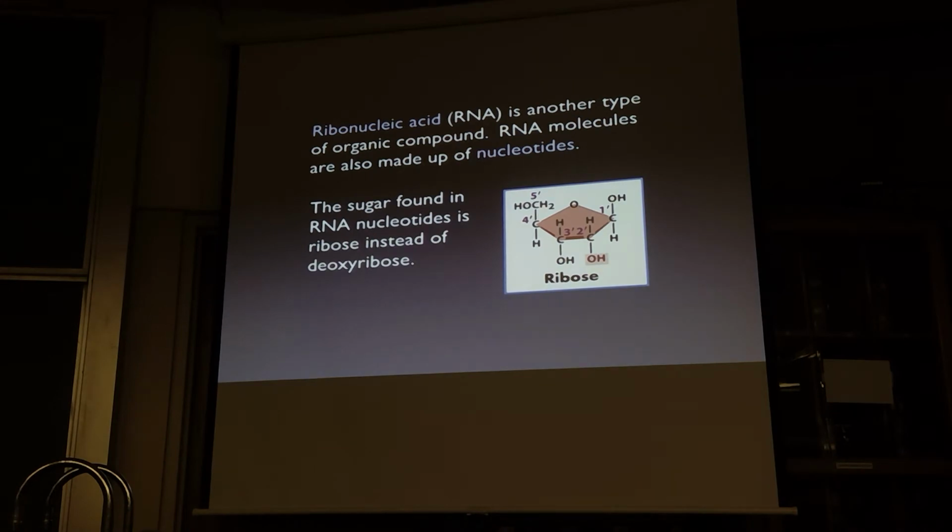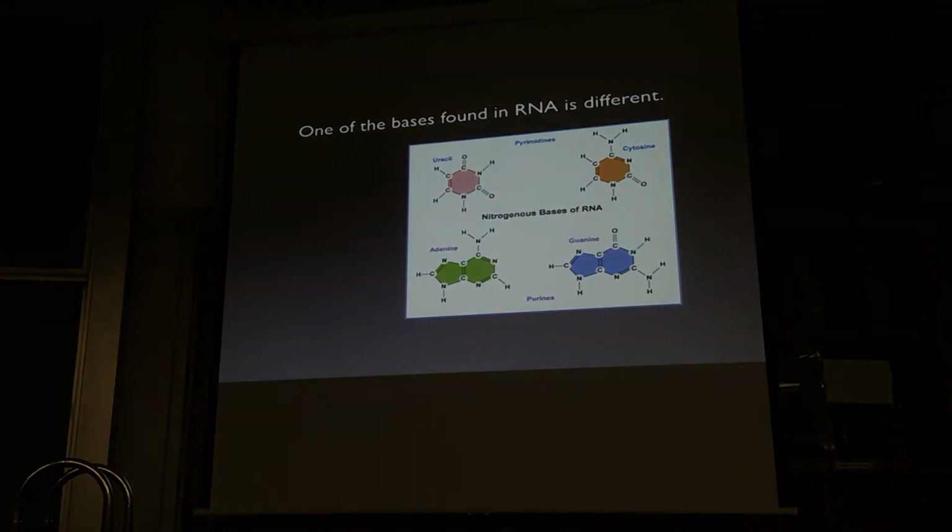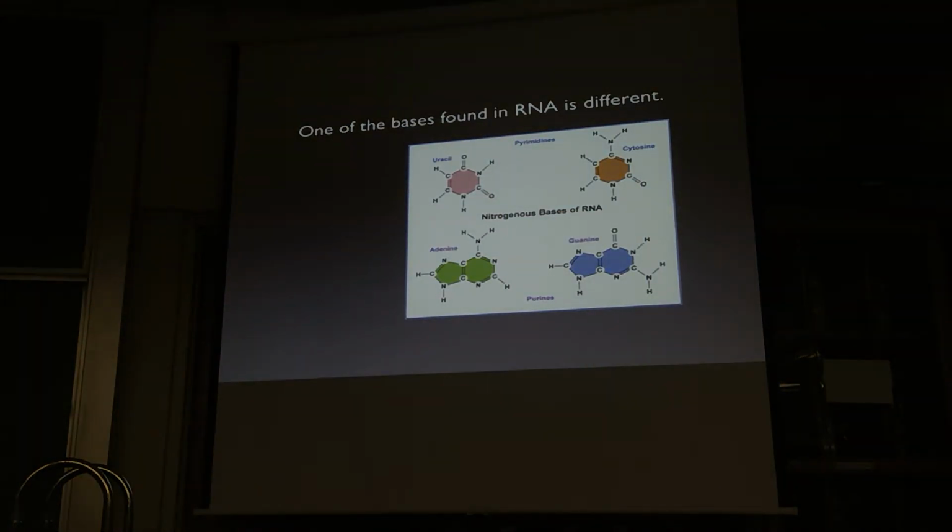The sugar in RNA molecules is ribose. You've got 2 hydroxyl groups instead of only 1 at the bottom of that sugar. So on the number 2 carbon and the number 3 carbon, we have hydroxyl groups. That's how we distinguish ribose from deoxyribose. And one of the bases is different.